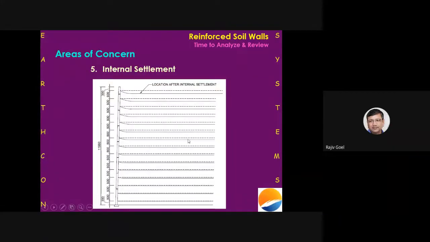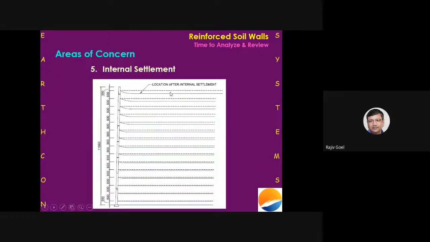Why this has happened, you can see that my reinforcing element, which was supposed to be here, has settled by a certain amount. And this amount is a variable, is a function of what kind of backfill I do and what kind of quality control I do on the compaction.